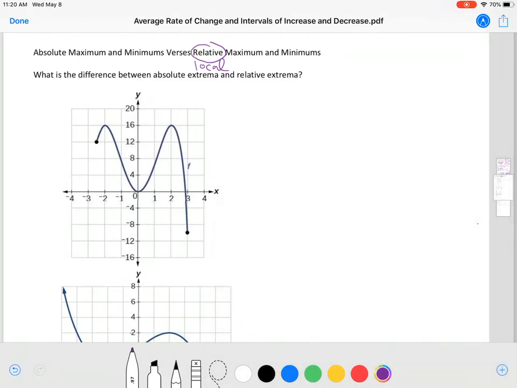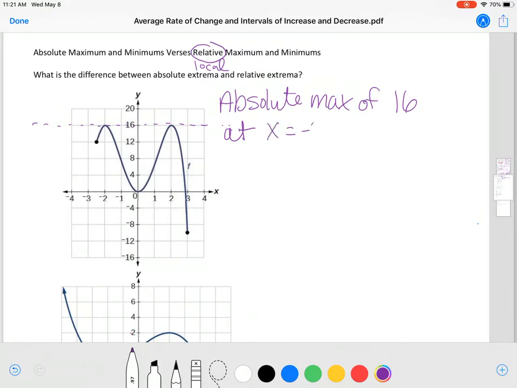So when I look at the first example here, the highest point on this graph is at y is equal to 16. So I would say we have an absolute max of 16 at, and this actually occurs in two different places. It occurs at x equals -2 and at x equals +2, here and here.